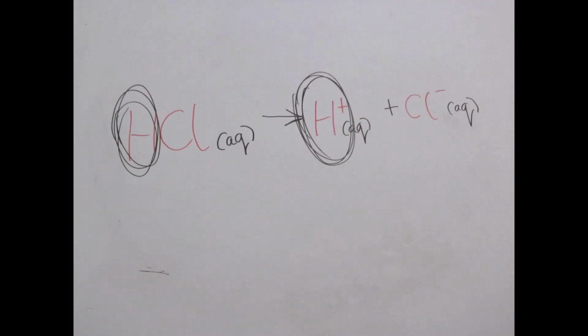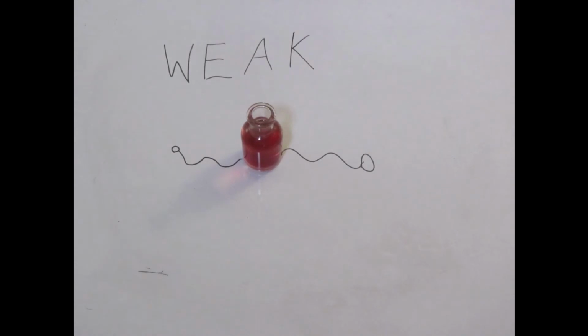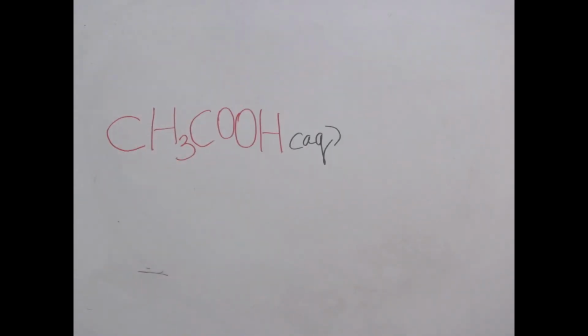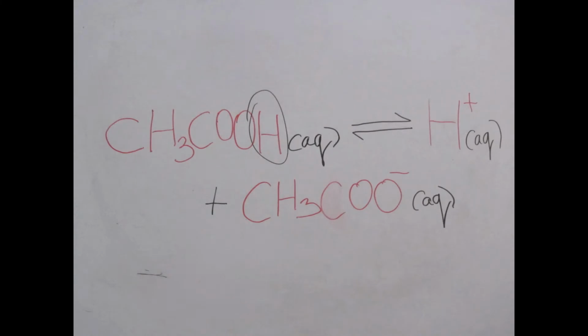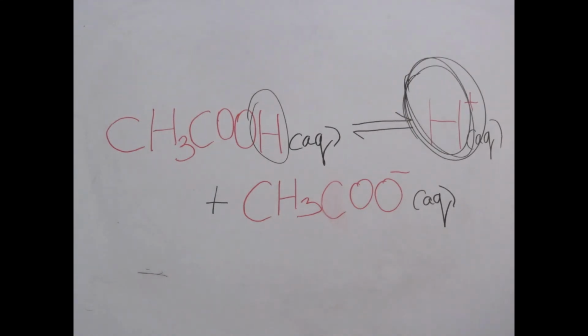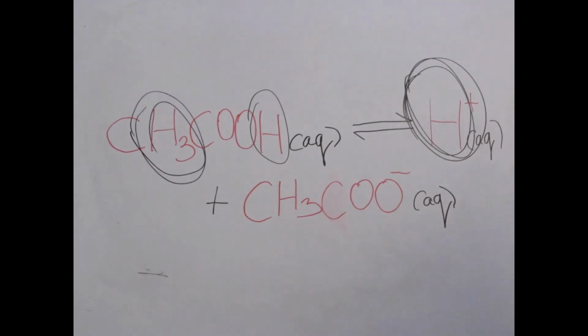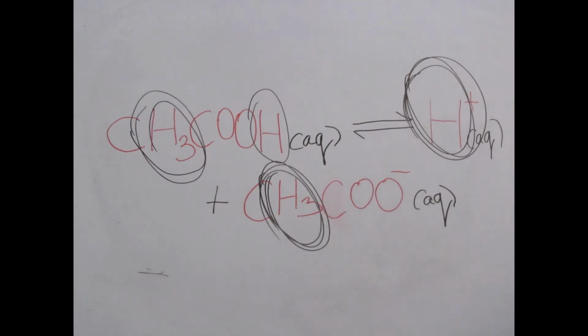On the other end, we have weak acids. These only partially dissociate, releasing only a portion of the hydrogen as H+ ions. Here we have an example of methanoic acid. It's dissociating to form H+ ions and its conjugate base of CH3COO-. One of the hydrogen atoms has dissociated to this H+ ion, but then we've still got some hydrogen atoms here which have not dissociated and which have formed this conjugate base.